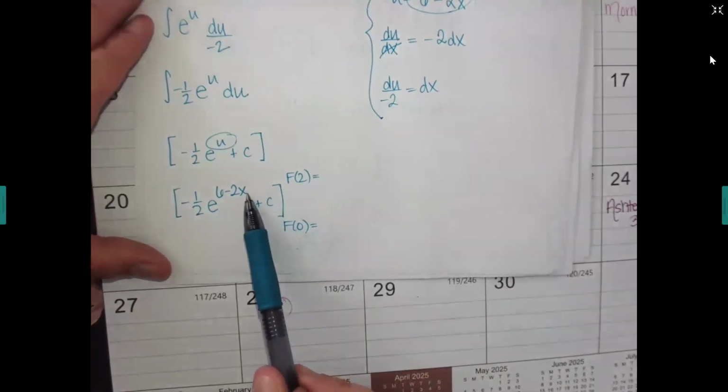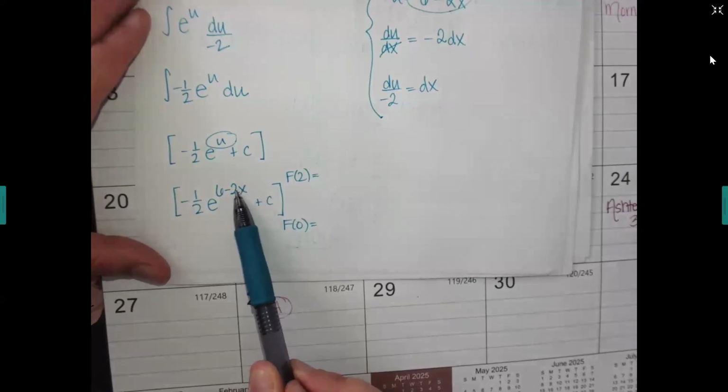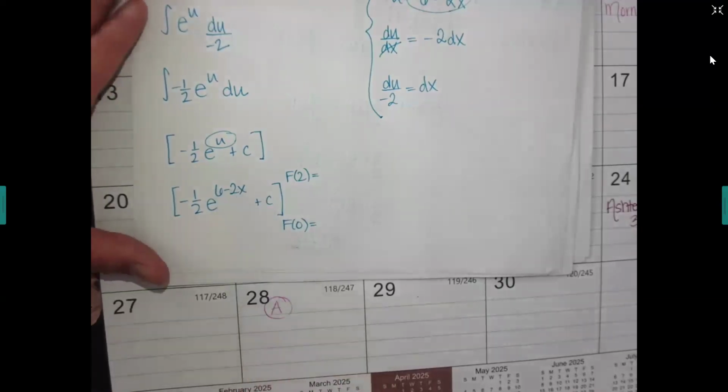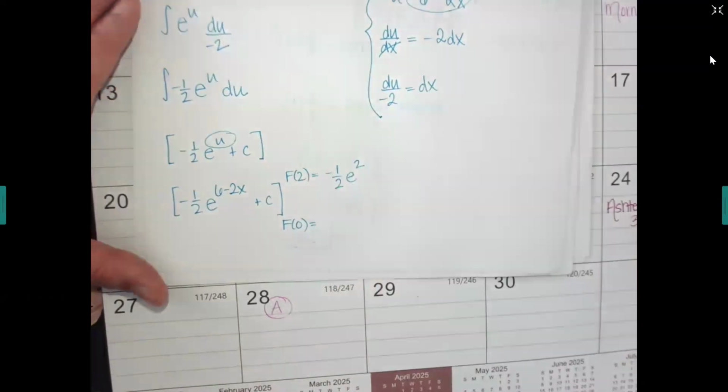Let's do the 2 first. Right here, I'm plugging in a 2 into the x position. What's 2 times 2? 4. And then what's 6 minus 4? So I have negative 1/2 e to the 2.